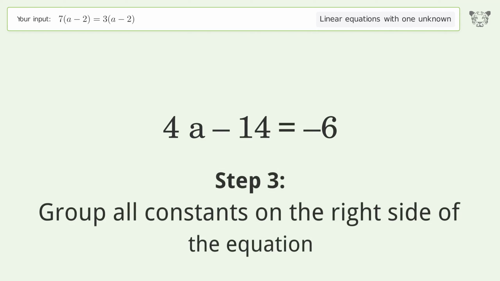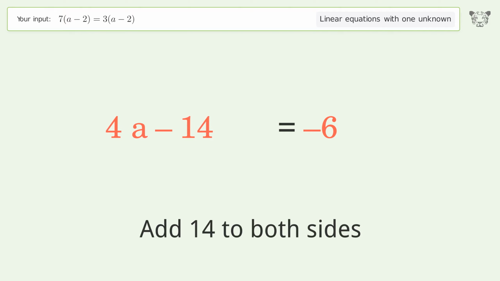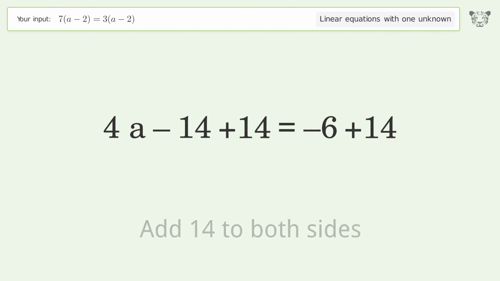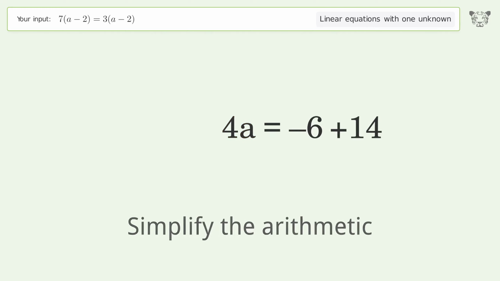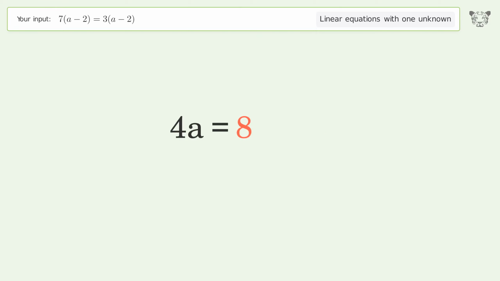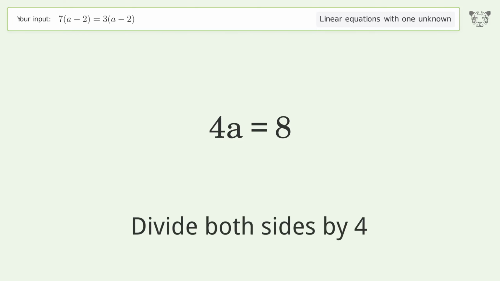Group all constants on the right side of the equation. Add 14 to both sides. Simplify the arithmetic. Isolate the a. Divide both sides by 4.